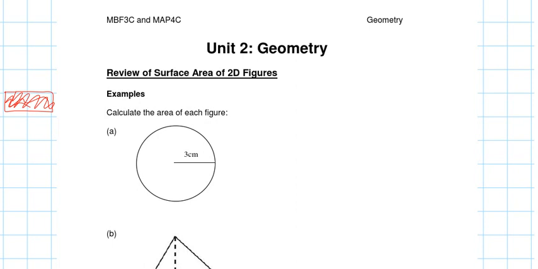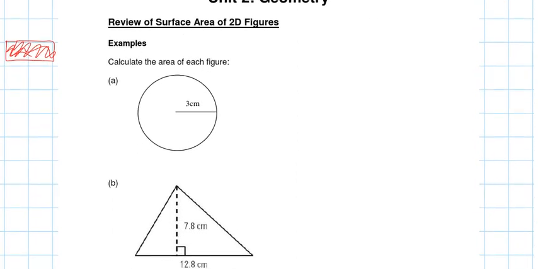So if the first question is asking you to calculate the area of each figure, and I want to find the area of this, what I have to do is go to the pink sheet, go to circle, and area is pi r squared. So I write that down: area equals pi r squared. And I fill in the given information.